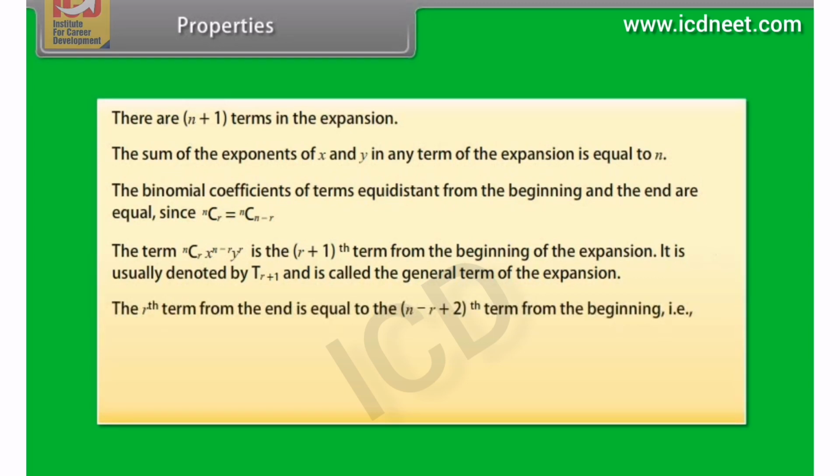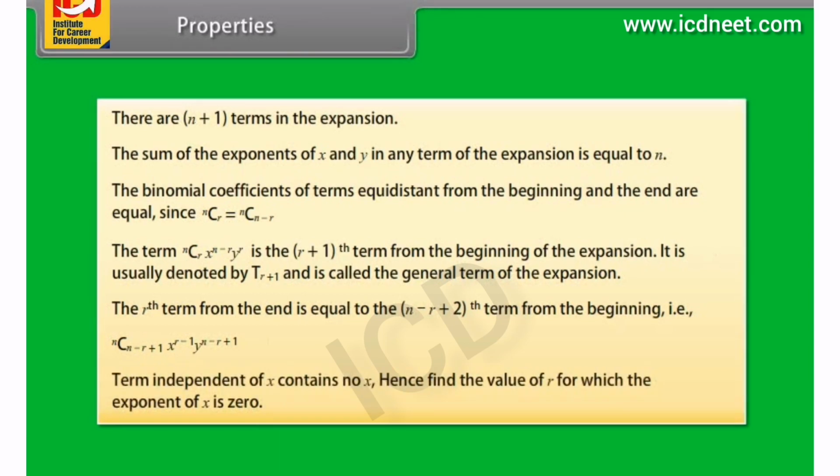The rth term from the end is equal to the (n - r + 2)th term from the beginning, that is nC(n - r + 1) times x^(r - 1) times y^(n - r + 1). The term independent of x contains no x, hence find the value of r for which the exponent of x is 0.